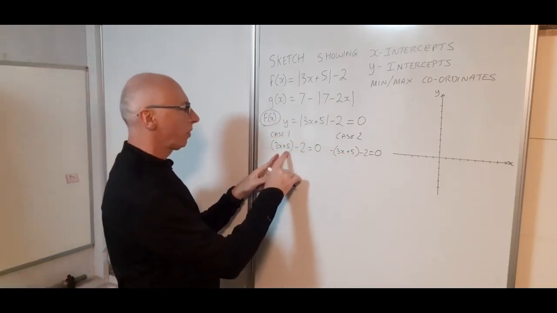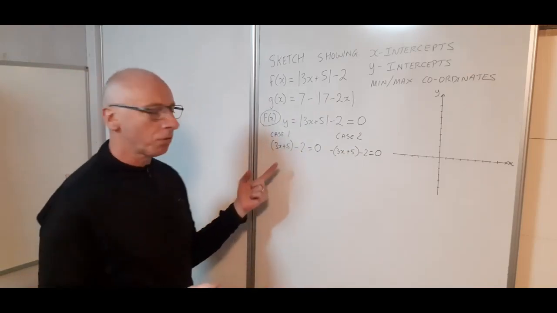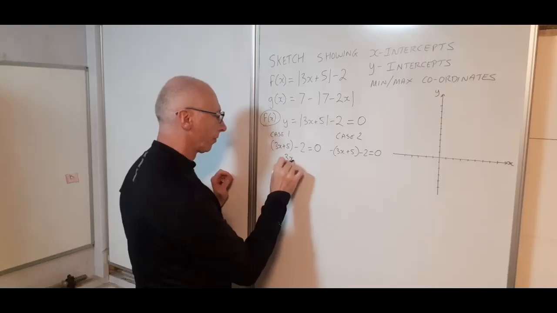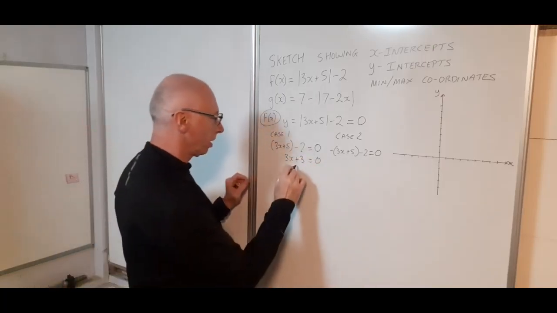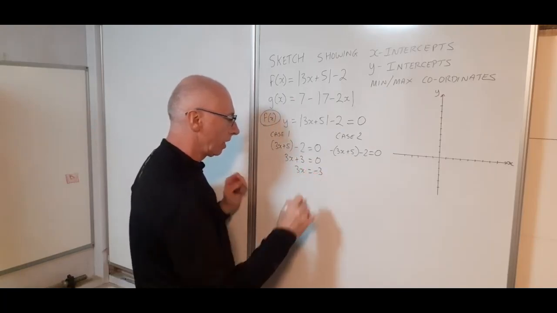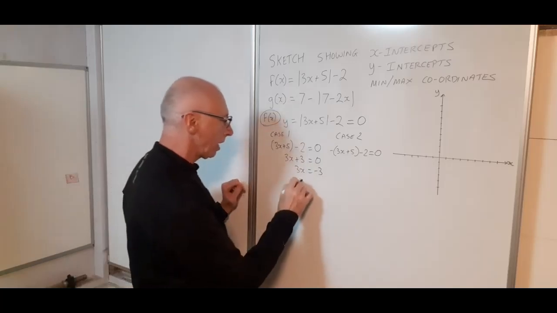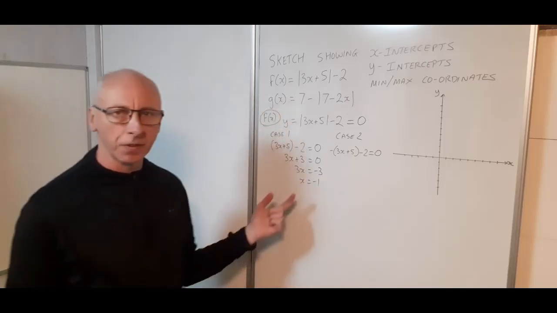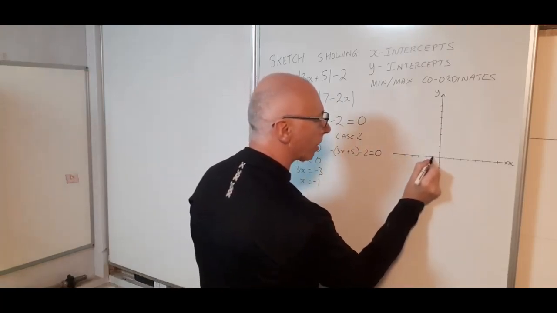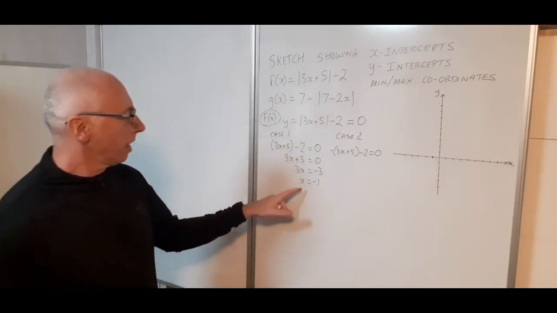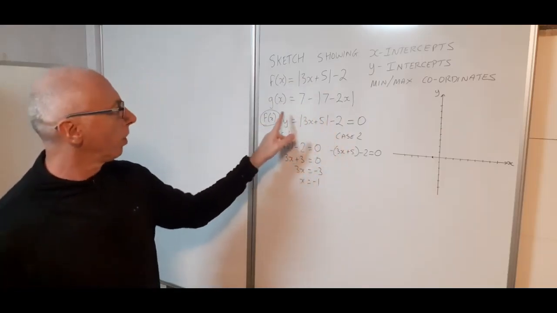So 3x + 5 - 2 gives me 3x + 3 = 0. And then 3x = -3, and then divide both sides by 3. x = -1. So that's my first case. So I can put that in there. That's -1.